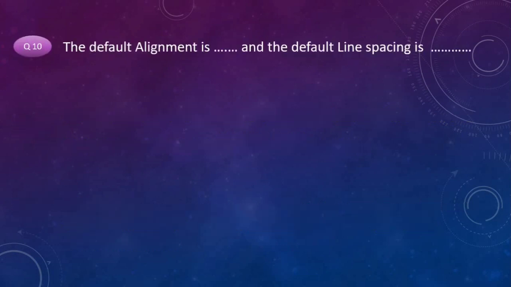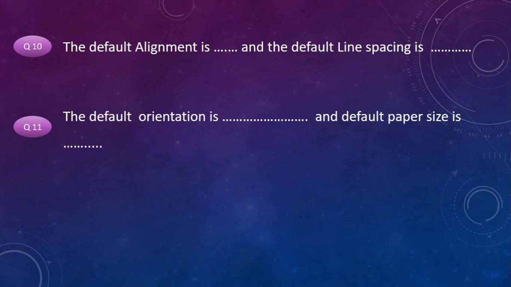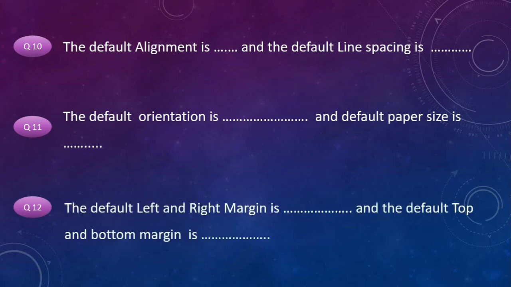The default alignment is dash and the default line spacing is dash. The default orientation is dash and default paper size is dash. Next question: the default left and right margin is dash and the default top and bottom margin is dash.